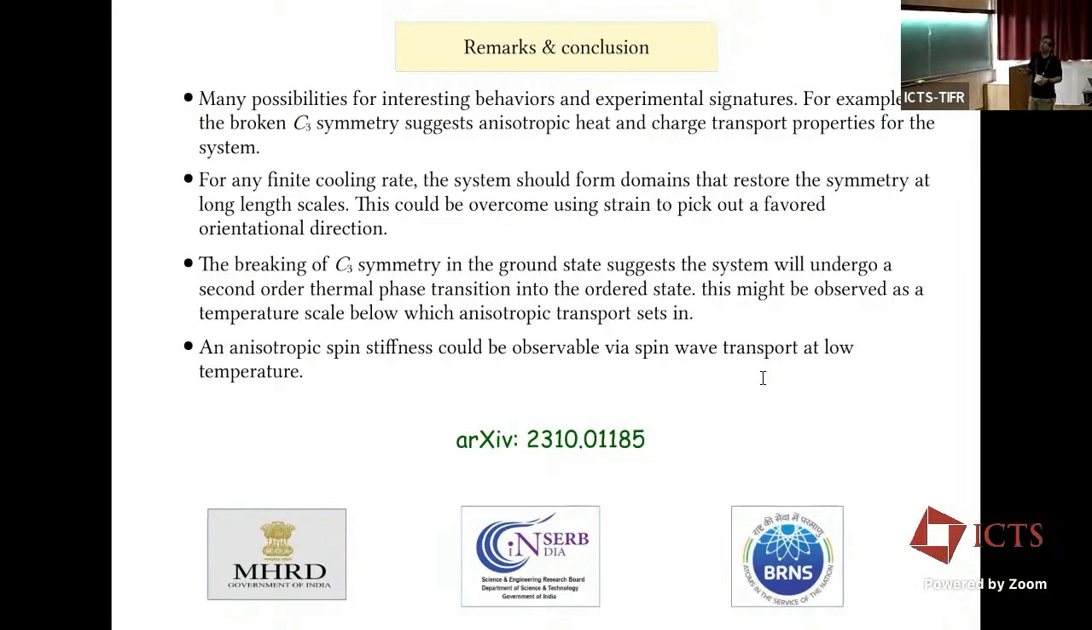The broken C3 symmetry, of course, suggests that the system will also go through another transition to a charge ordered state, and this might also be observed in transport. The anisotropic spin stiffness can also be observed in spin wave studies at low enough temperature. So this work is under review. I thank you for your attention.